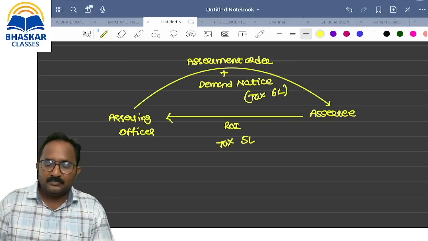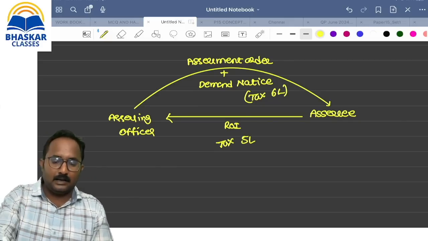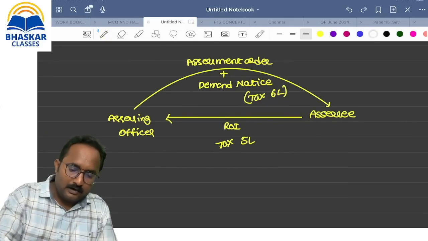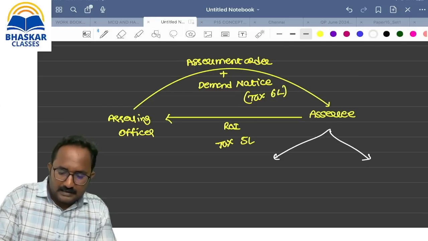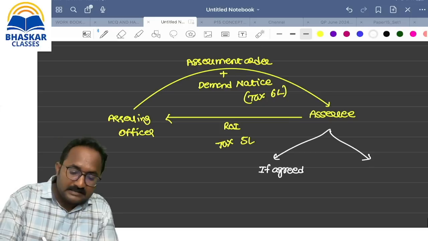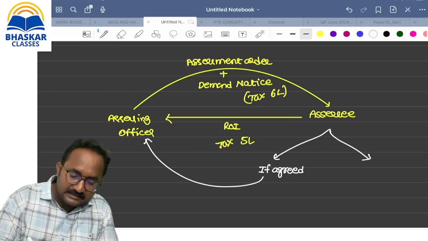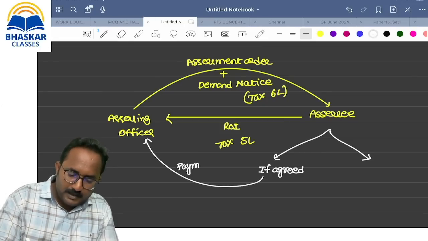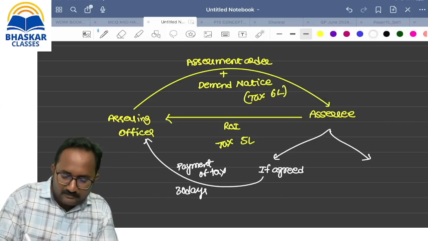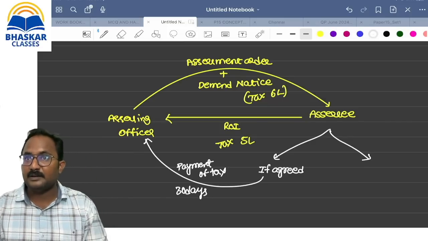Now, if SSC agreed with the assessment, then here you have 2 options. If agreed, yes, sir, I accept the assessment. Then you have to pay the tax within how many days? 30 days. Payment of tax within 30 days. That is an important MCQ. The demand notice requirement we have to satisfy within 30 days of service of the demand notice.